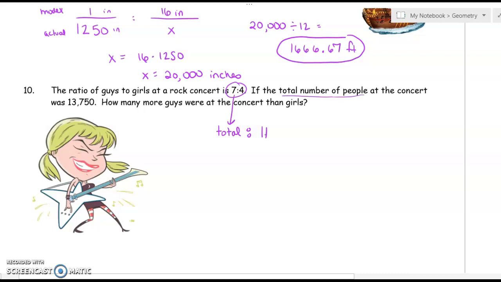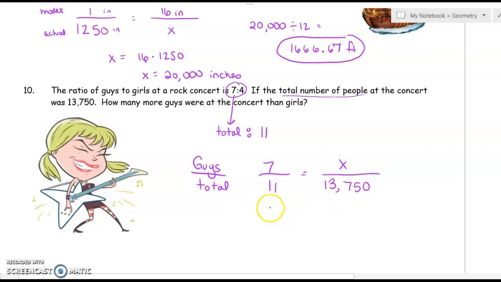So what we're going to do is set up a proportion. You can either solve for the guys or you can solve for the girls first. It doesn't matter. Let's do the guys. Guys was represented with the 7, so 7 all over the total, 11. Okay, so we're doing guys over total, equals. We don't know how many guys were at the concert, but we know that there was a total number of 13,750 people at the concert. So that's kind of the trick with this one: if it mentions total number of people, you can add the guys and the girls numbers and get 11. So guys to total, 7 to 11, equals x over 13,750.